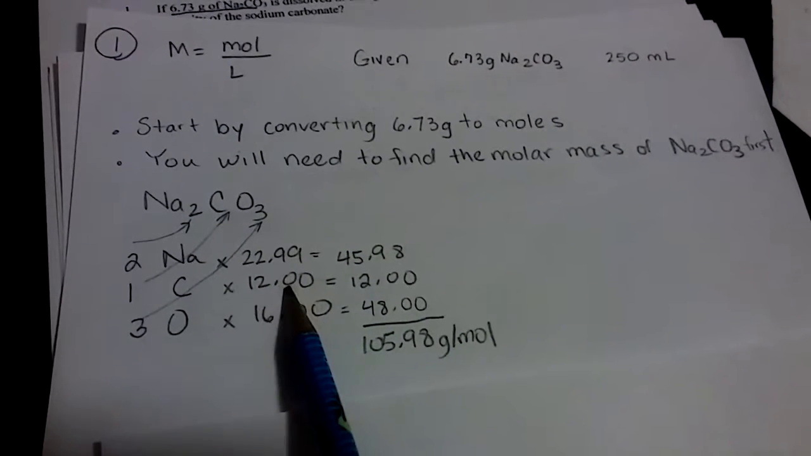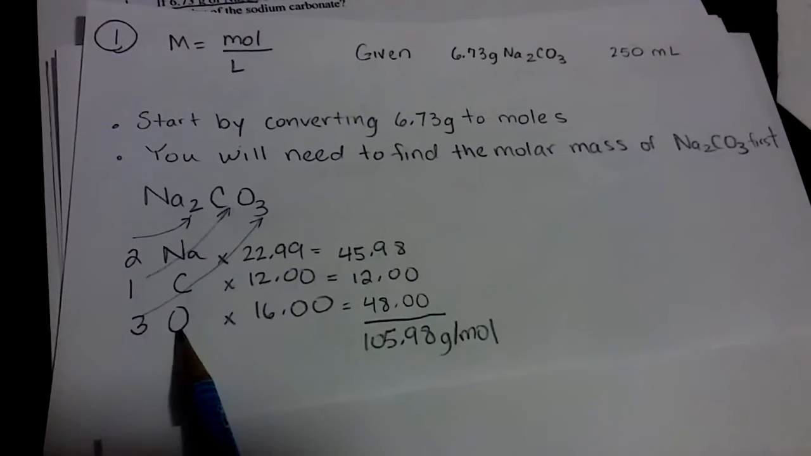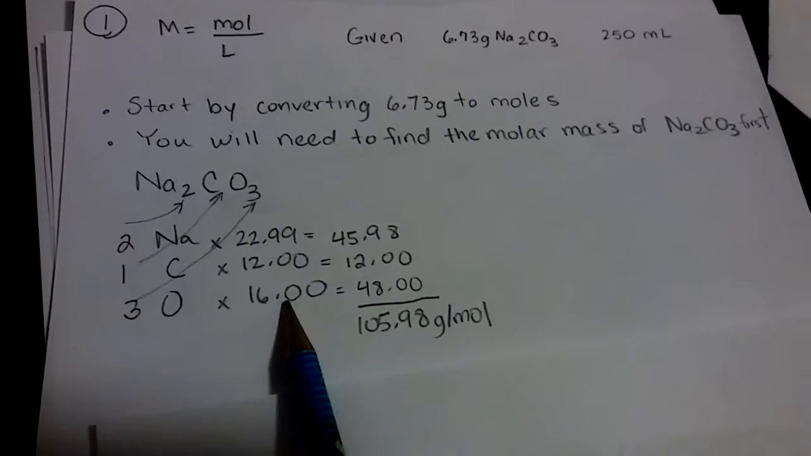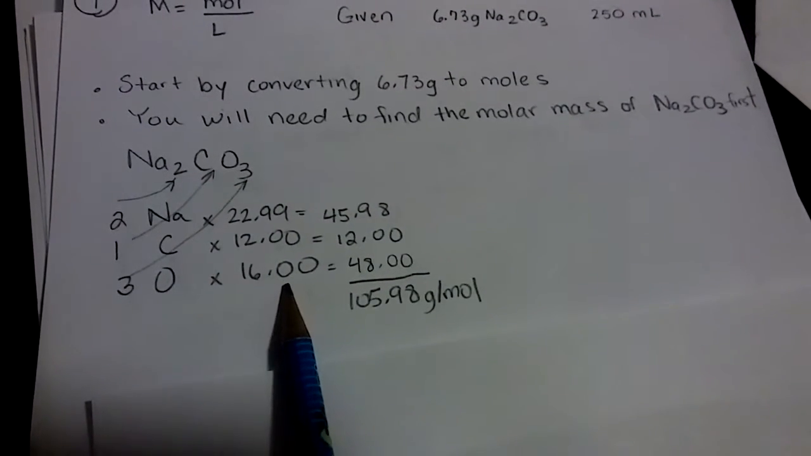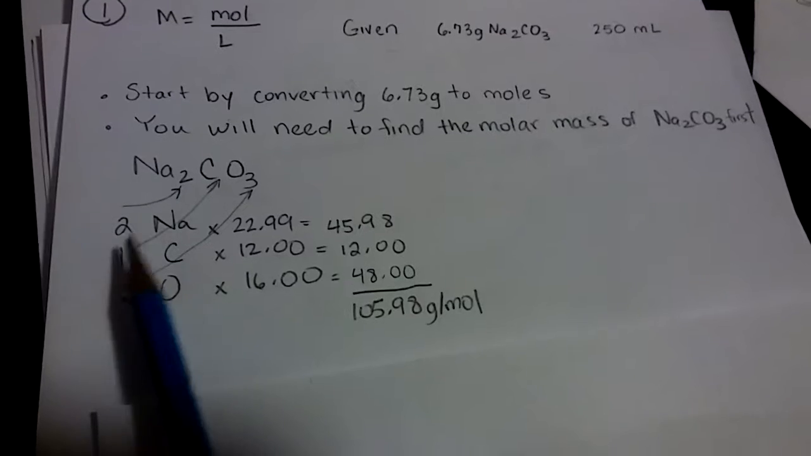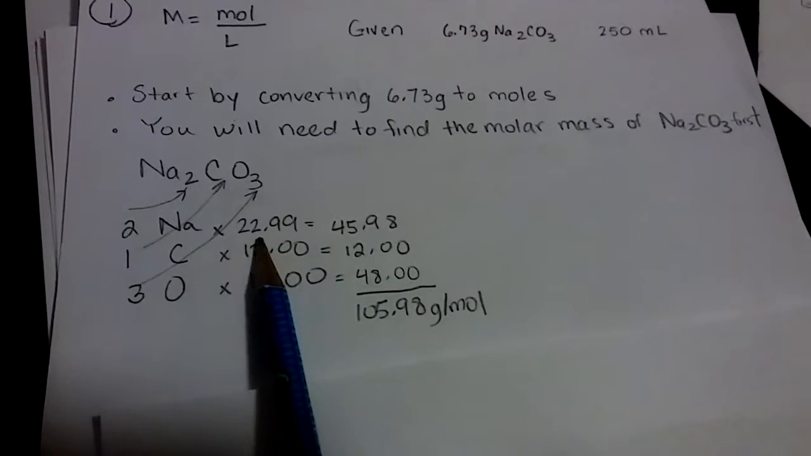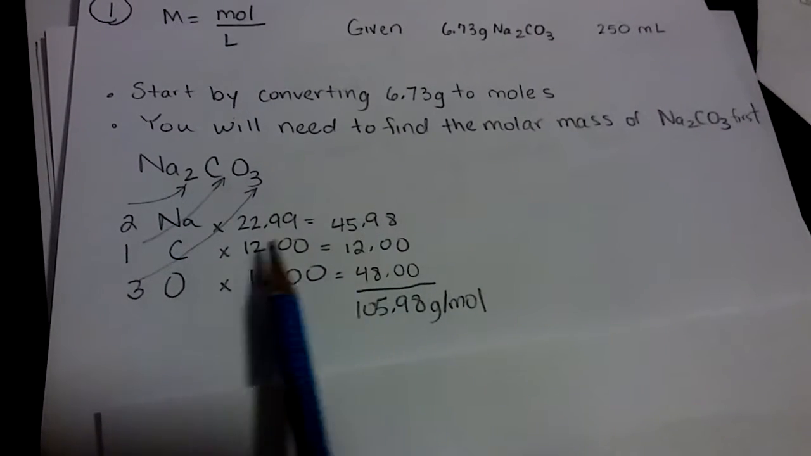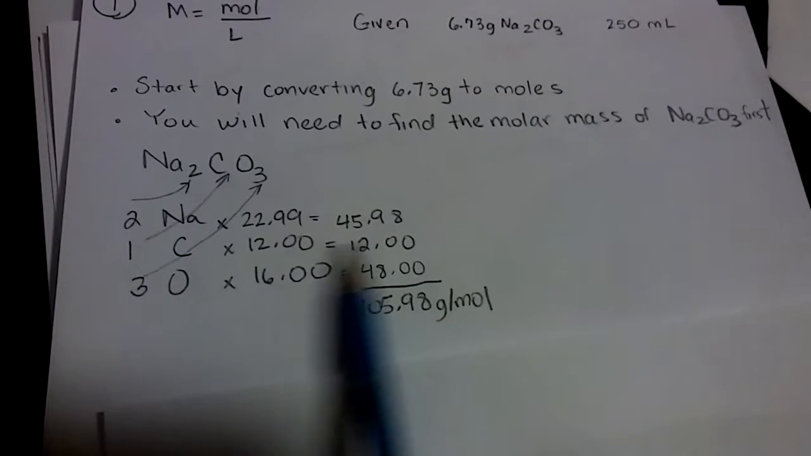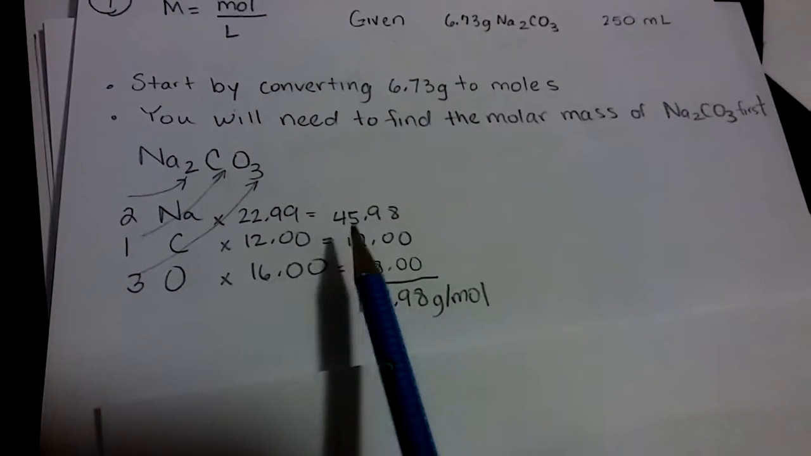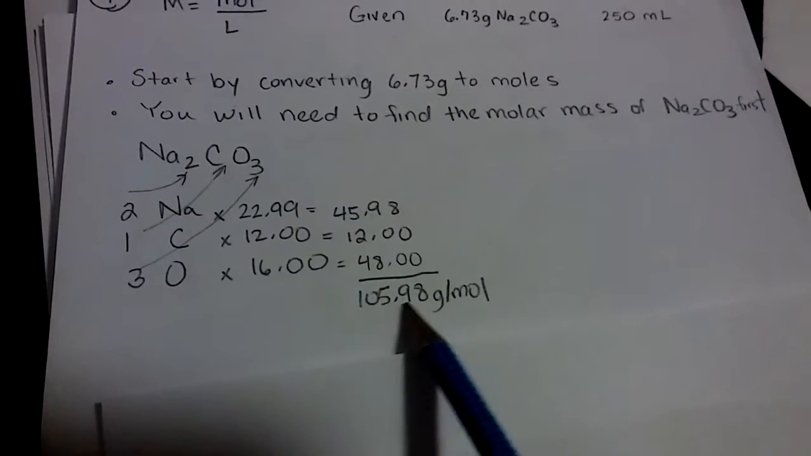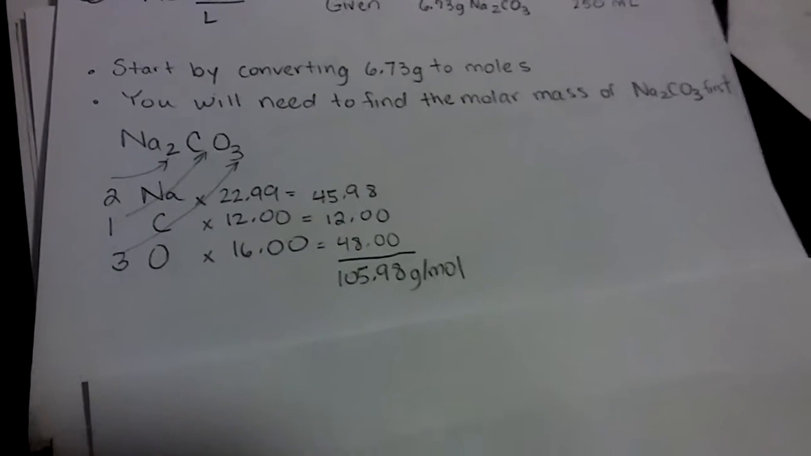Carbon, same thing. On the periodic table, it's 12. And then oxygen on the periodic table, it's 16. It's 15.999, just rounded to 16. Once you multiply the 2 by the 22.99, that gives you 45.98. 1 times 12 is 12. 3 times 16 is 48. You take all 3 numbers, you add them, and there you go. That's the molar mass.